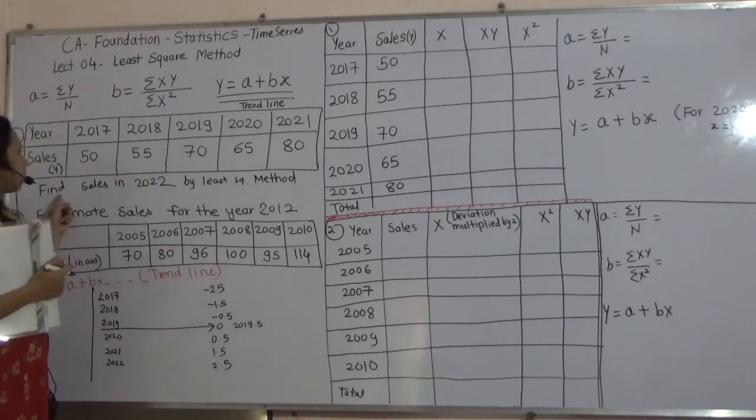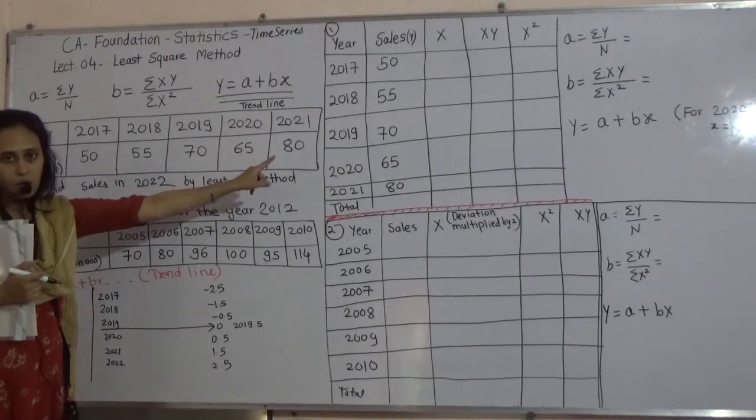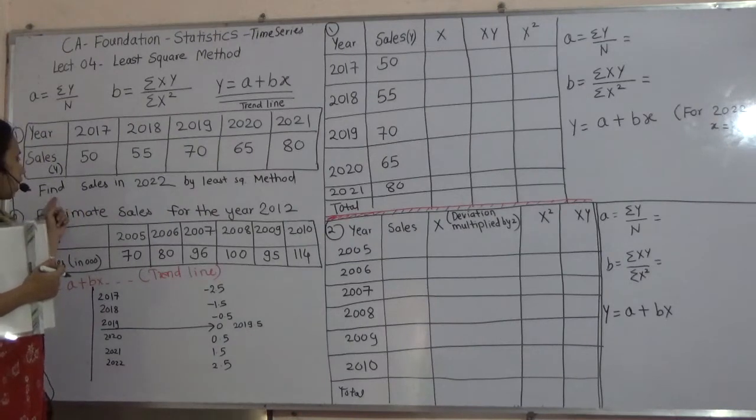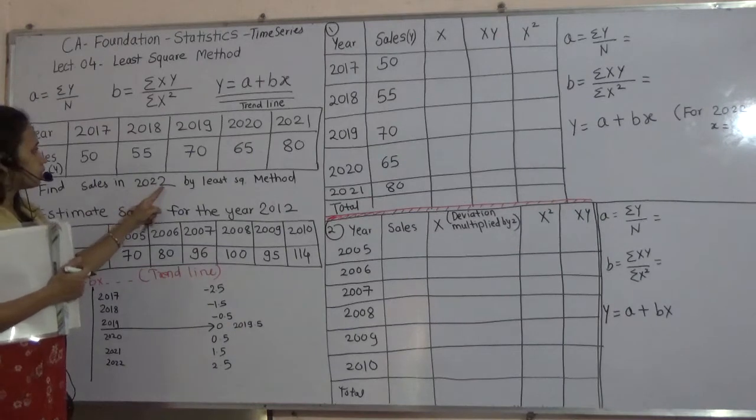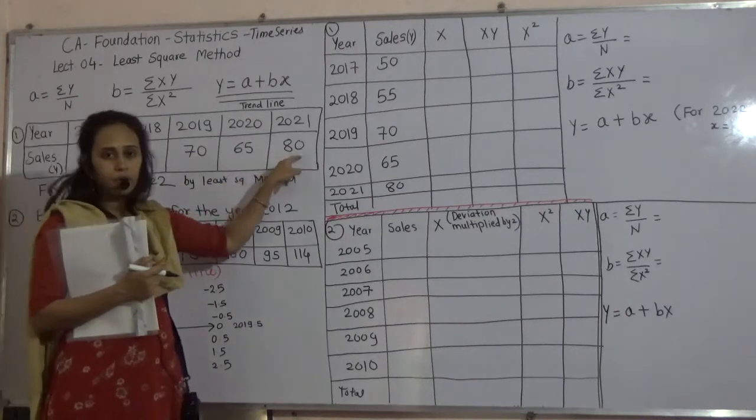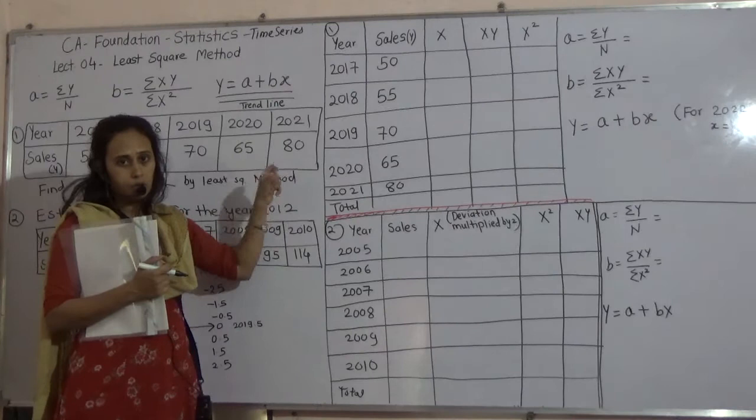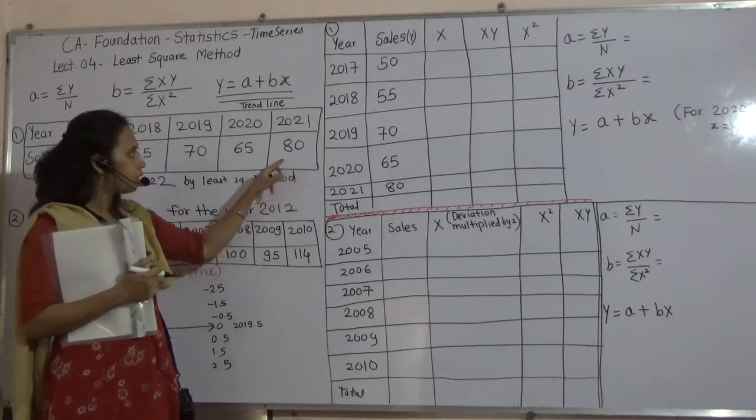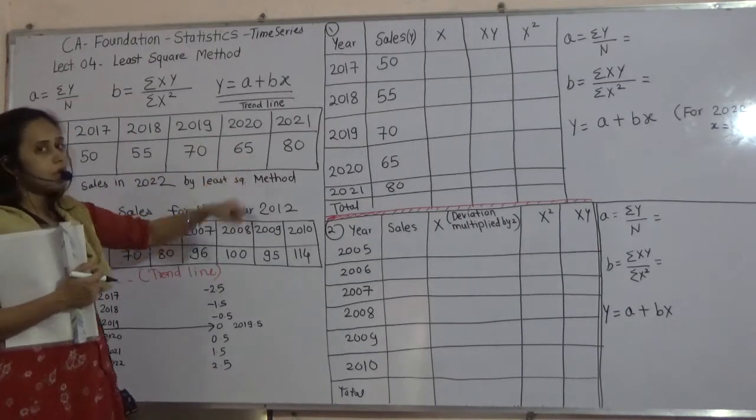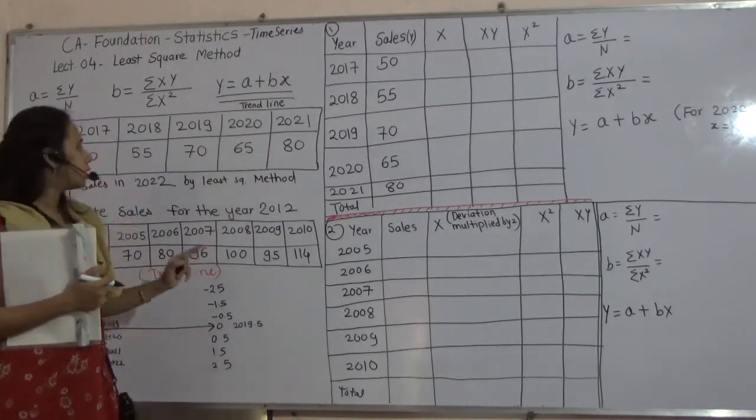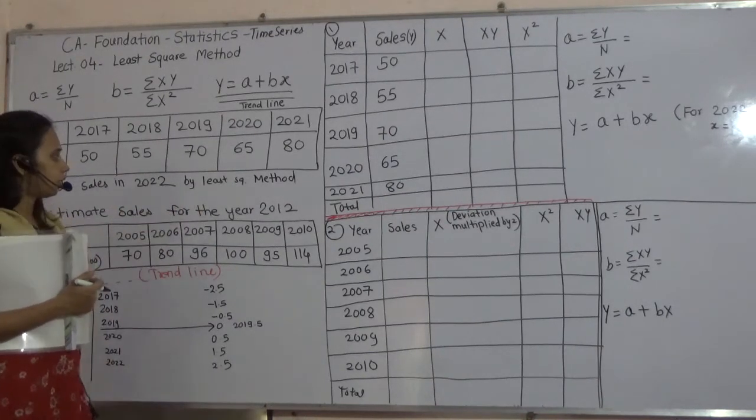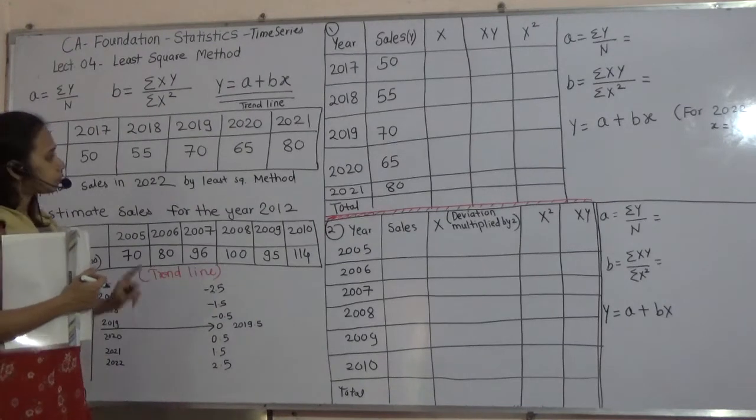Likewise, in this question they have given the data till 2021, and here they have asked you to find sales in 2022. We have to find out the sales figure of the year 2022. They have given up to 2021, but with the help of this, it is possible to calculate the 2022 sales data by the least square method. How? I will explain to you.